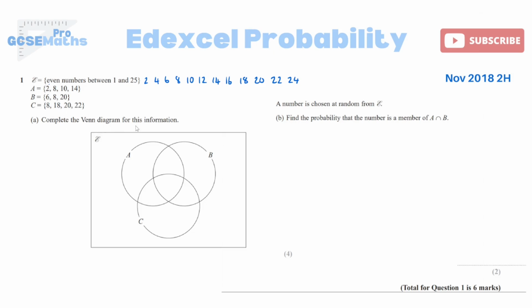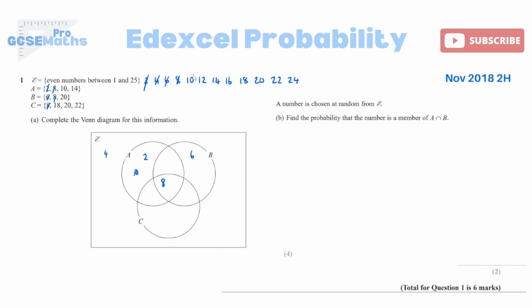So part A, complete the Venn diagram for this information, 4 marks. What I normally do is I go along my list of the whole universal set and I just figure out where each number goes. So for example, number 2, as you can see, is just in set A. So I can put it there, cross it off. Number 4 is not in any of the sets, so that would be on the outside. Number 6 is just in B. Number 8 is in all 3, so that will go in the middle.